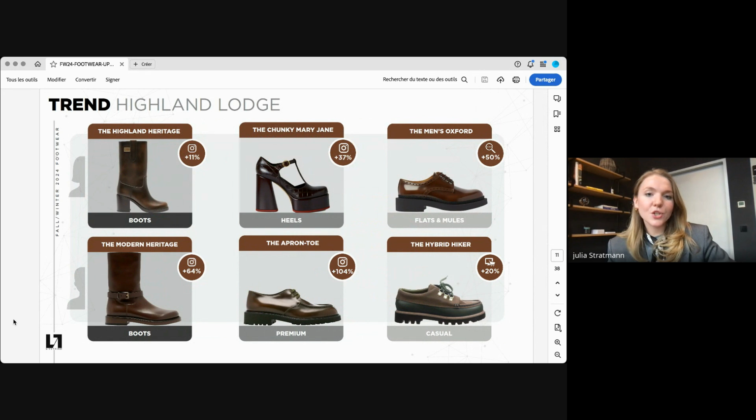The hybrid hiking shoe, on the other hand, for casual footwear, is turning the wallaby or boat kind of style into a very appropriate fall staple, as it is combined with a more off-grid sole and more sturdy leather qualities.